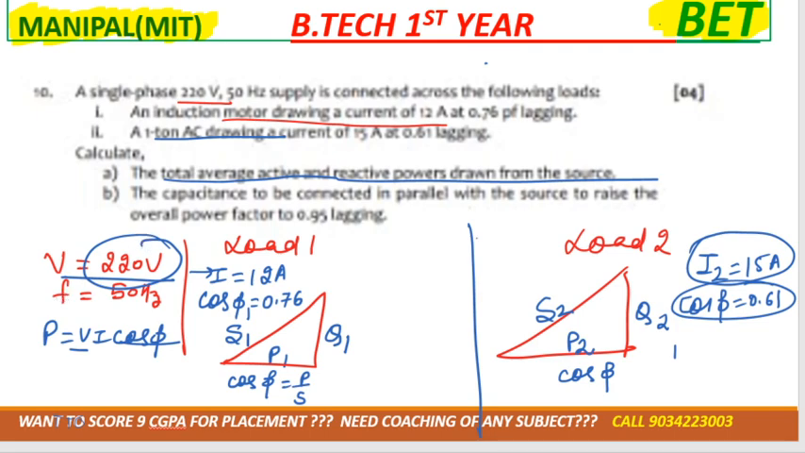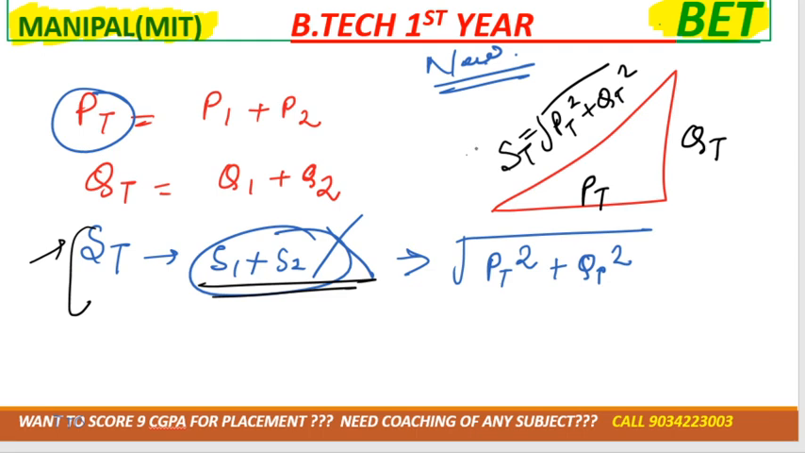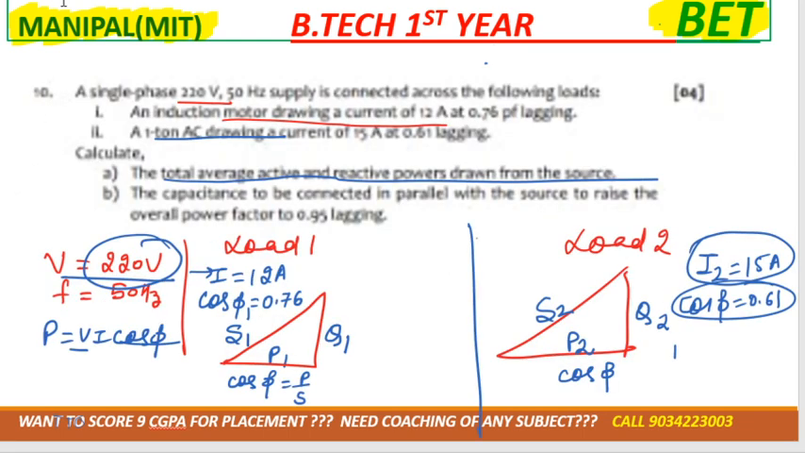Okay, so I was telling you that you need to calculate total active power is P1 plus P2, total reactive power is Q1 plus Q2. If they ask, they didn't ask in this question, but if they ask you to calculate total apparent power, you don't need to do this thing, okay? You need to do Pythagoras theorem. ठीक है? Now in this case, second part, they ask you to calculate capacitance is connected in parallel.